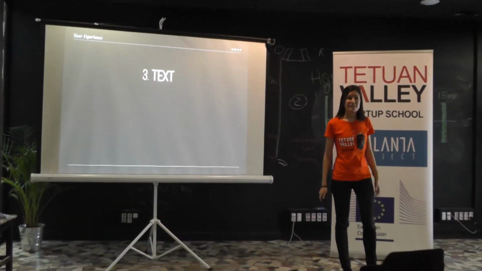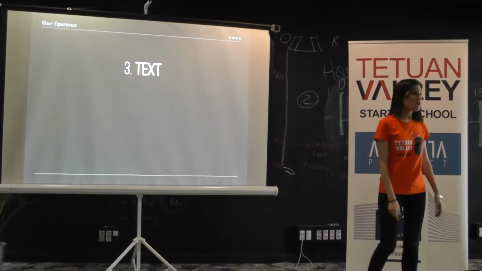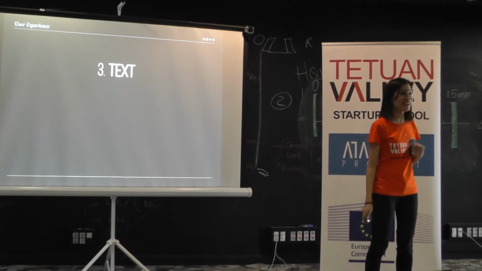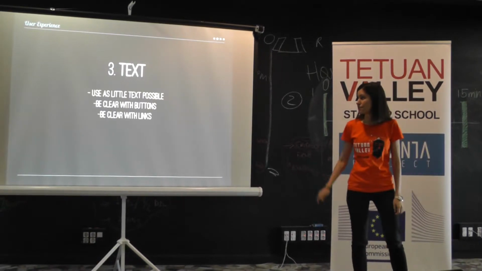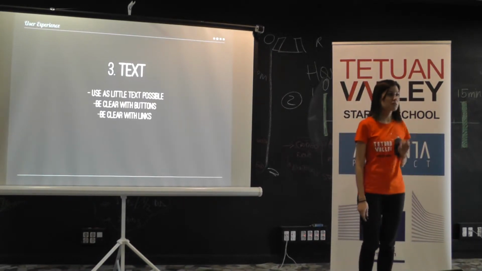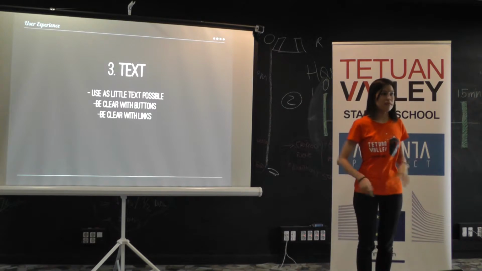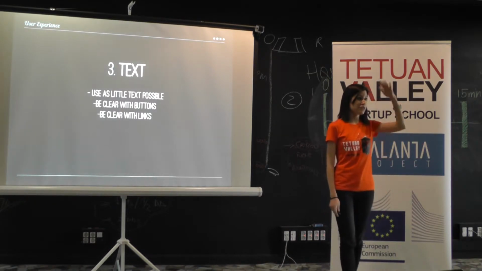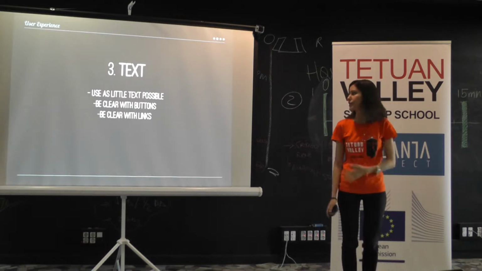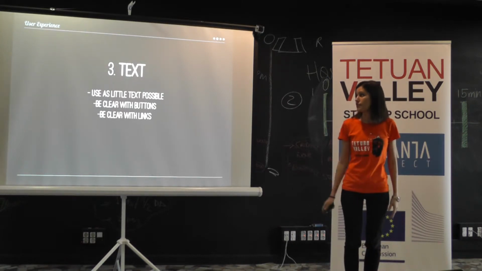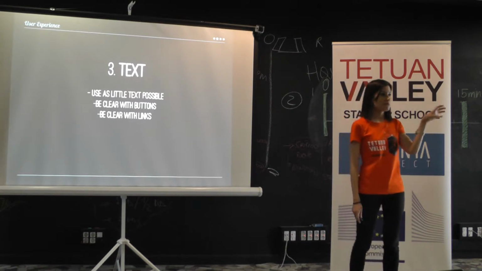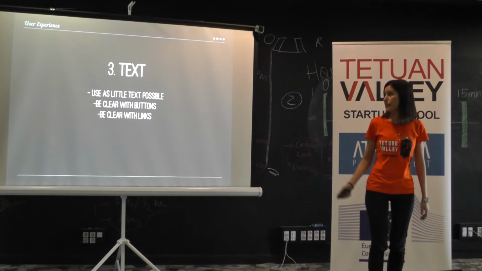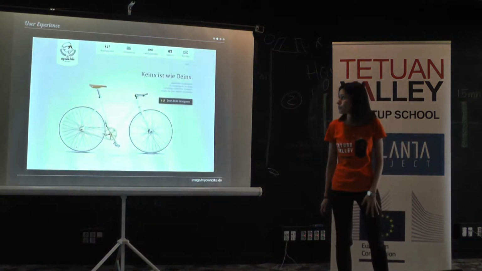Okay, now the text. It seems really obvious that no one wants to read, but when you're putting your product, everyone wants to write. So make sure you use as little text as possible. Don't make anyone read anything that doesn't go straight to the point, because they're not going to read it. People usually scan, so don't make anyone read. And be clear with buttons. Sometimes people don't know if it's a button or what it is about, so make sure you make it clear. And also with links. So we're going to see some examples.